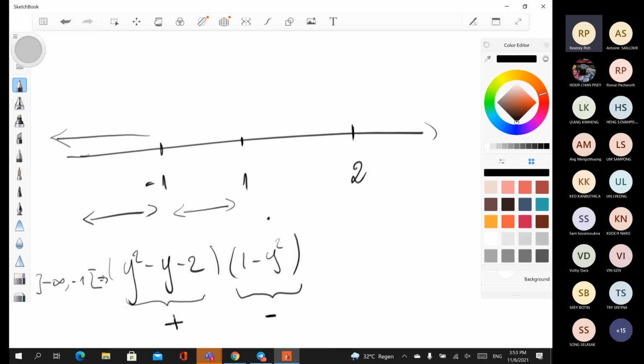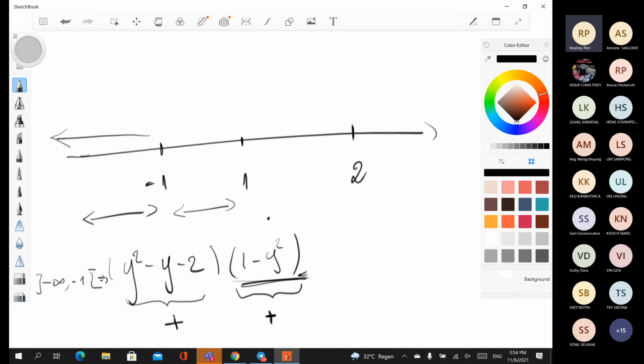You say? I would say negative. Okay, let's prove step by step. From -1 to 1, from these locations, we always say that it is positive because from -1 and 1 it's less than 1. When it's squared, it is still less than 1. So 1 minus less than 1 is positive.